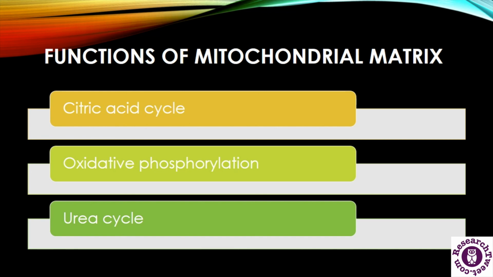So these are the functions of the mitochondrial matrix, and these are the processes for which the matrix acts as a site. In this video we have discussed the mitochondrial matrix, its structure, its composition and some of its important functions. Thank you.